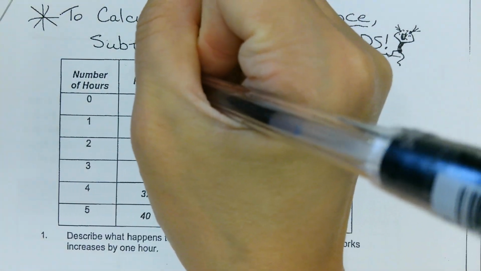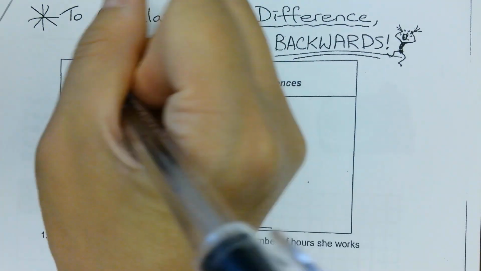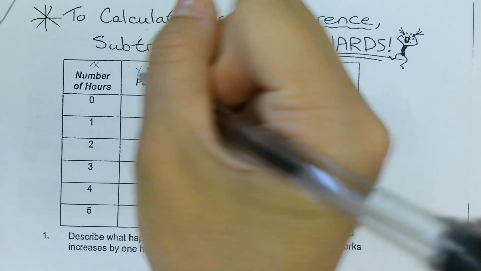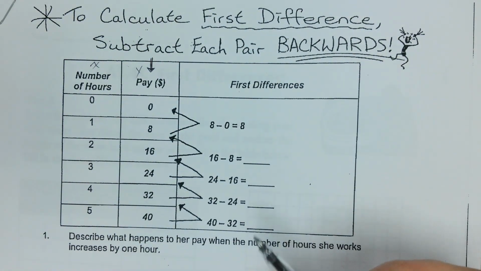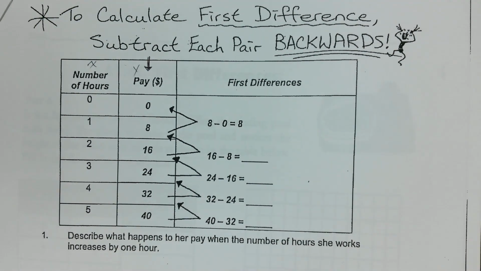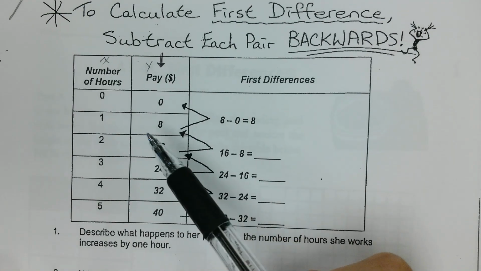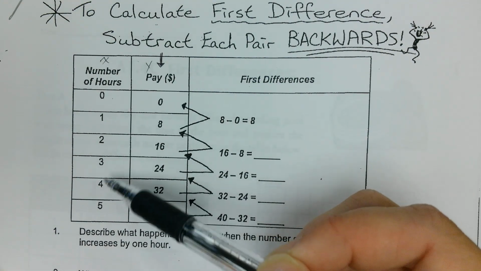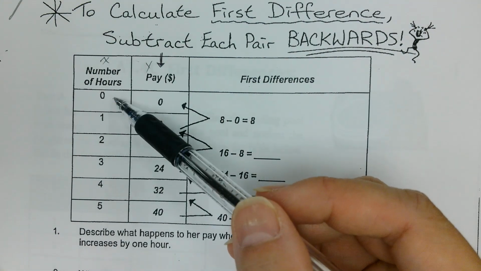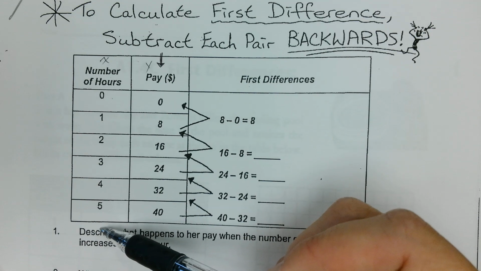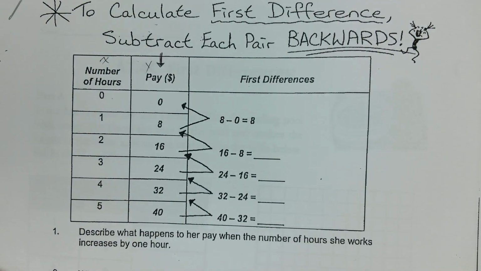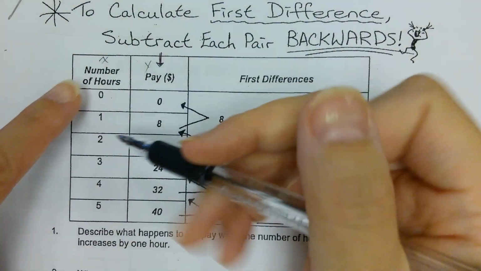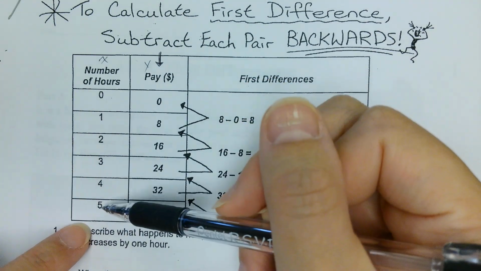So this is your y column. So this is your x, this is your y. We're going to subtract the y's backwards. Okay, let me back up a little. Before you can subtract backwards, you have to check to make sure your x is in order. So 0, 1, 2, 3, 4, 5. So it's going up constantly by the same amount. Right? So, yep, this is in order, going up by ones.